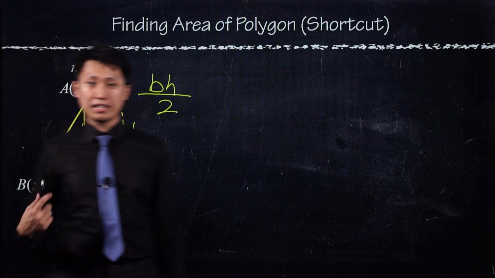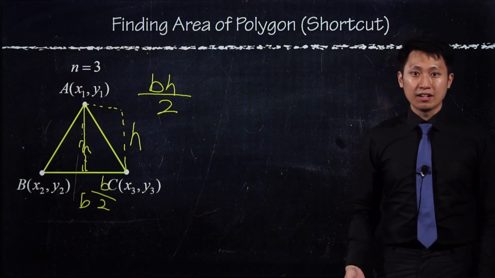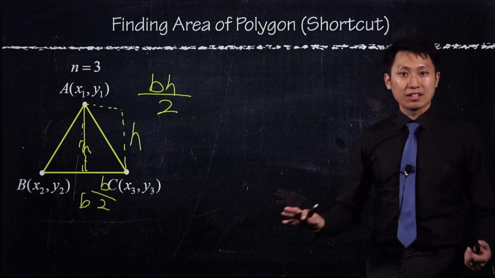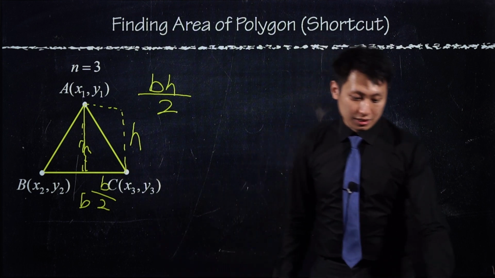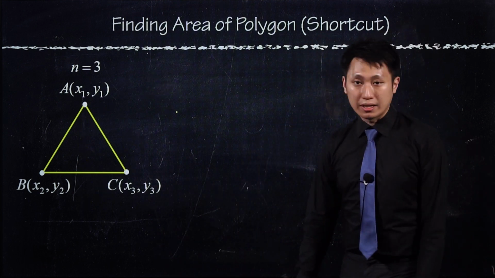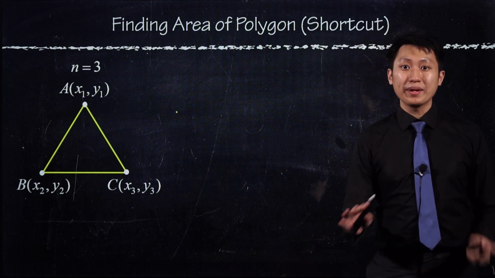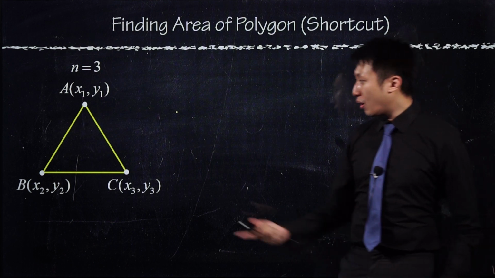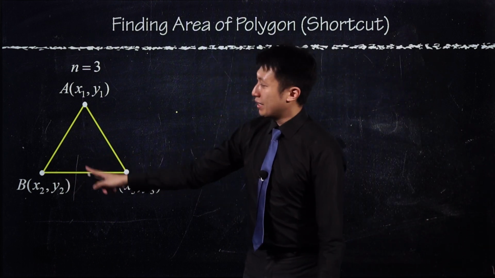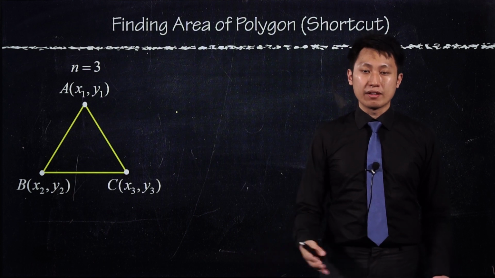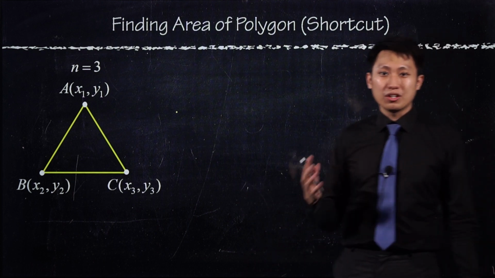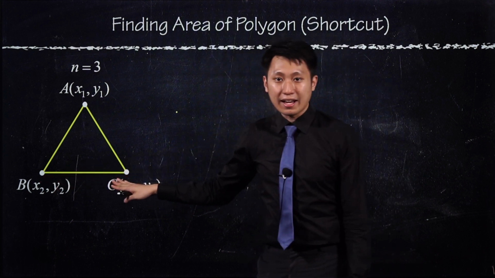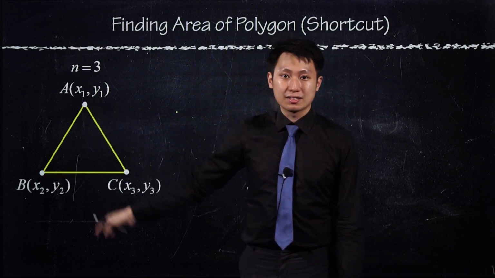This has been the formula that you have learned. Now we are not going to talk about this formula. We are going to use some other formulas. So why do we need another formula? Why can't we just take this one and this one, multiply them, divide by 2, and that's it? The problem is that we do not know the length of this.